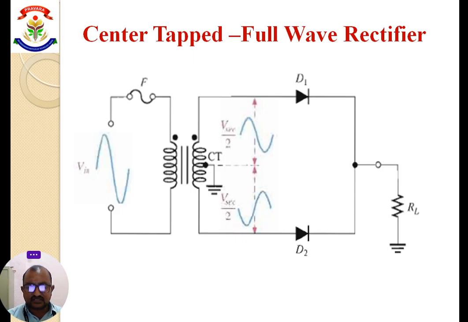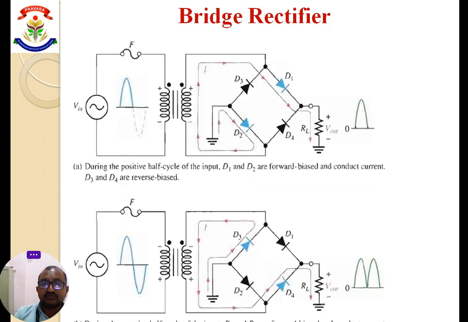In the second negative half cycle we get the second half cycle, and then the total cycle is rectified, and this is called a full wave rectifier. But since we use the center tap transformer, this is called a full wave center tap rectifier. And then next is the bridge rectifier.